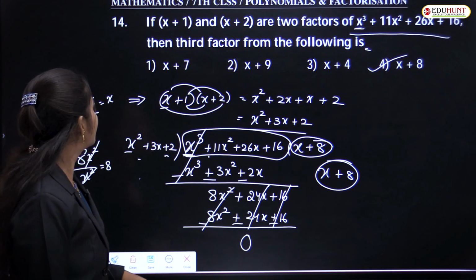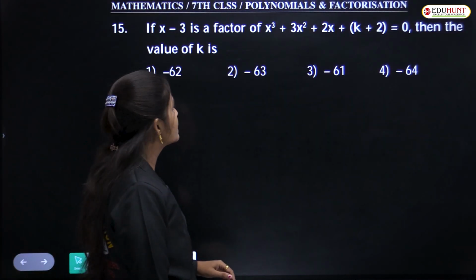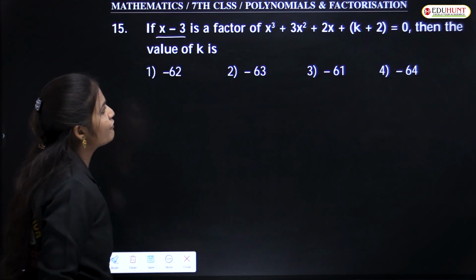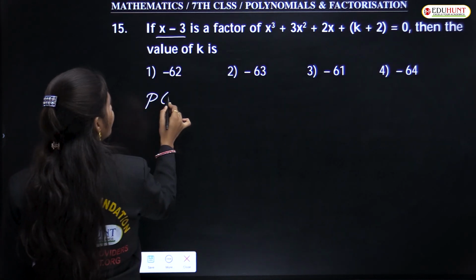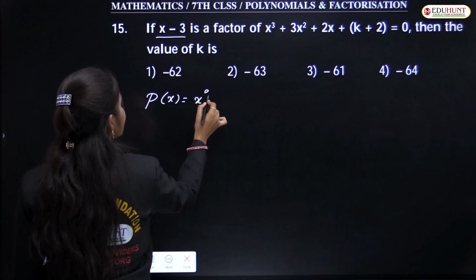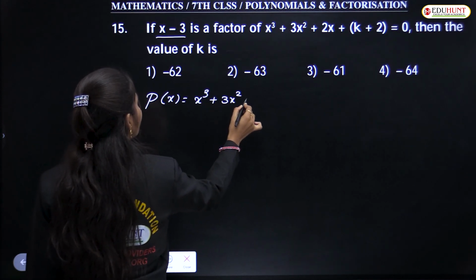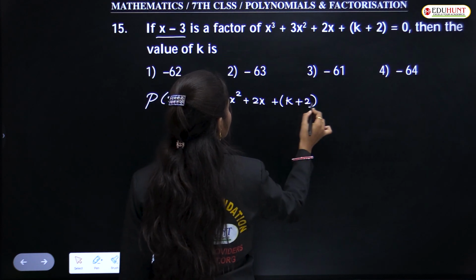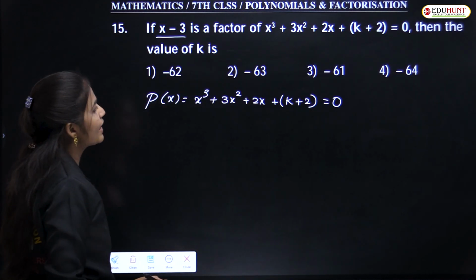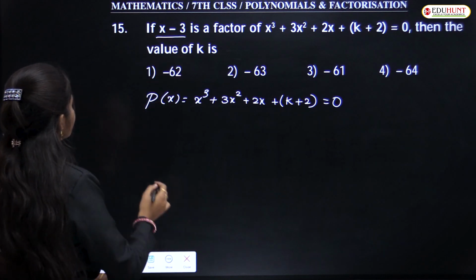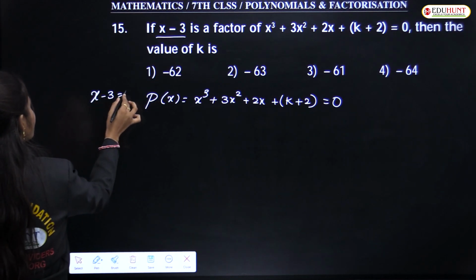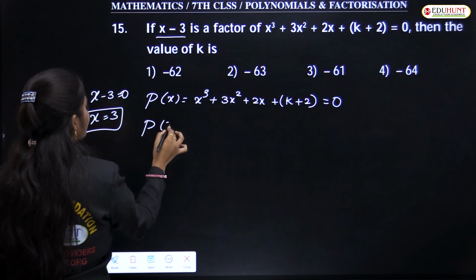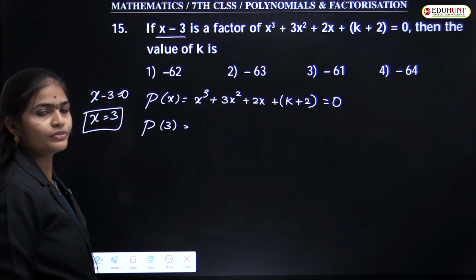Okay, so let us see the next question. So children, see here: x minus 3 is a factor of the polynomial p of x is equal to x cube plus 3x square plus 2x plus k plus 2 is equal to 0. Then find the value of k. Here x minus 3 is given, so x minus 3 is equal to 0 where x is equal to 3. So we need to find the value of p of 3.